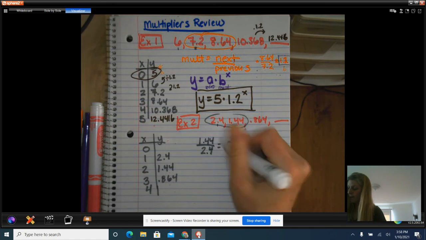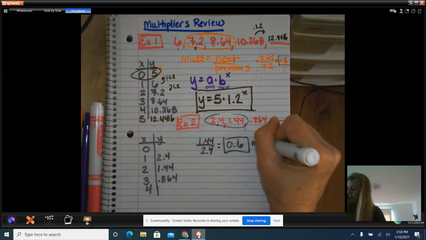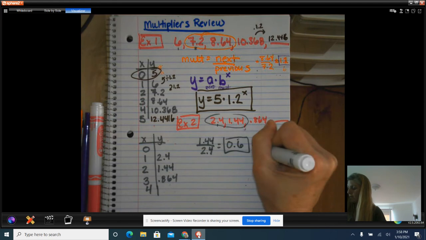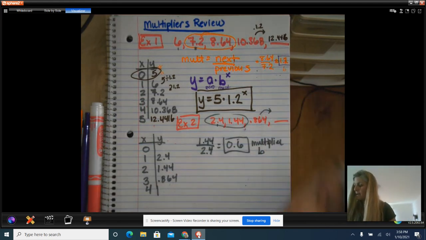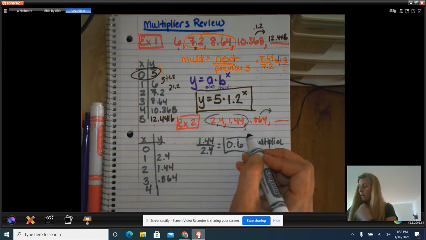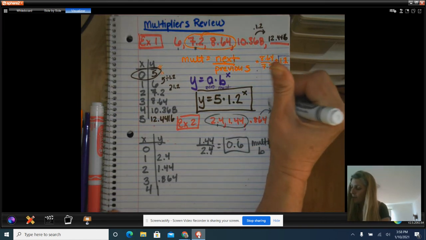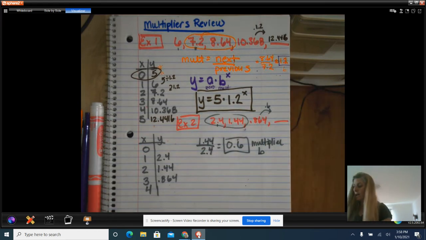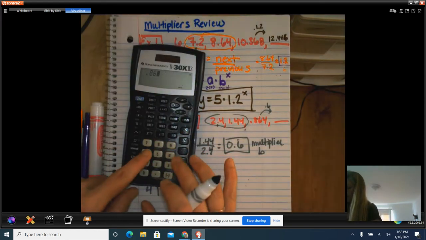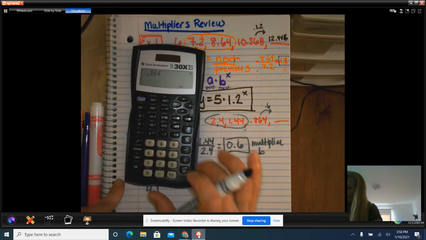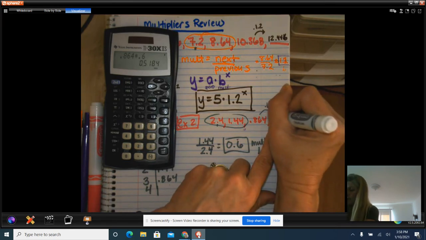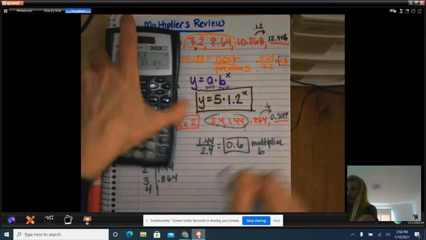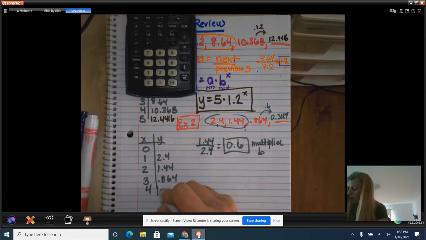So 0.6, ladies and gentlemen, is my multiplier. And we know that's going to be the B in our equation. So we can go ahead and expand this out and find our fourth term by doing our 0.864 times our multiplier. So let's go ahead and do that. 0.864 times 0.6. And that gives us 0.5184. And we can go ahead and expand that out down here on our table as well.